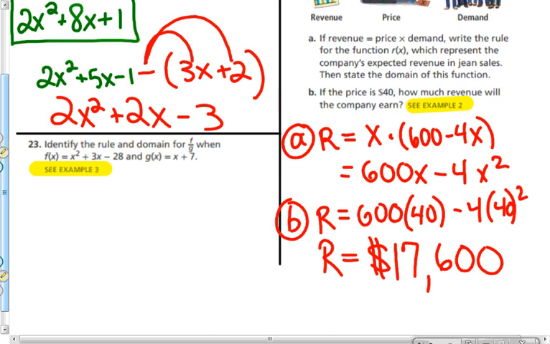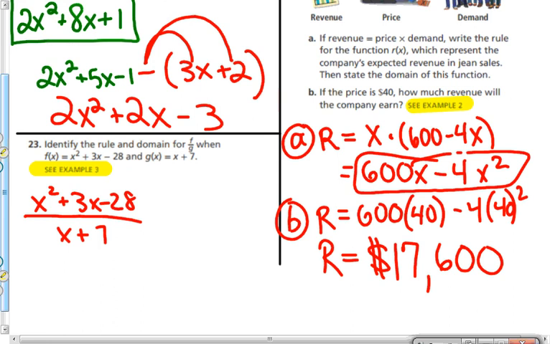So in this problem, you're going to take the f equation and put it up top, and you're going to take the g equation and put it on the bottom. Now, in these types of problems, we're going to try to factor, see if anything cancels, and then think about what we did last semester with holes and asymptotes.